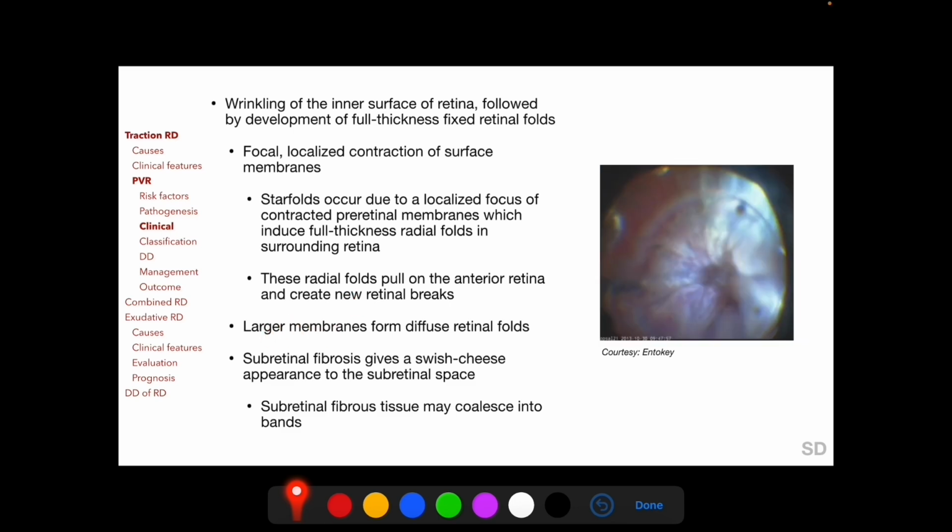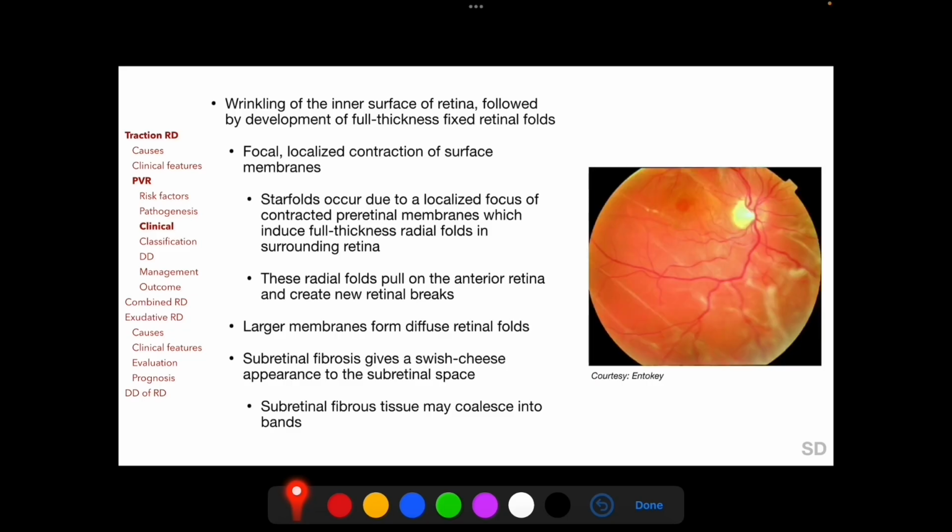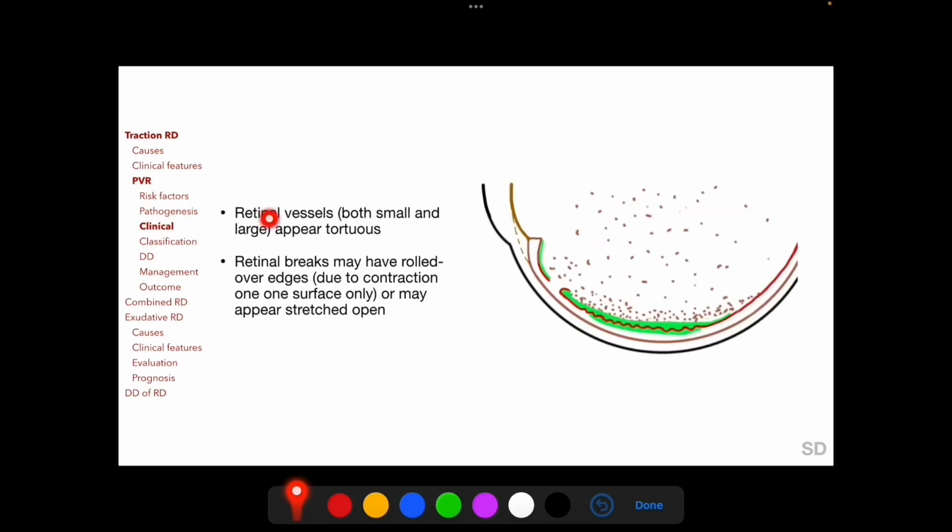Larger membranes form diffuse retinal folds, which often lead to the formation of funnel-shaped RDs, as seen here in this clinical photograph. And subretinal fibrosis gives a Swiss cheese appearance to the subretinal space, as seen here in this color photograph. Retinal vessels appear tortuous because of the wrinkles and folds on the retina, and retinal breaks may have rolled over edges or may appear stretched open.